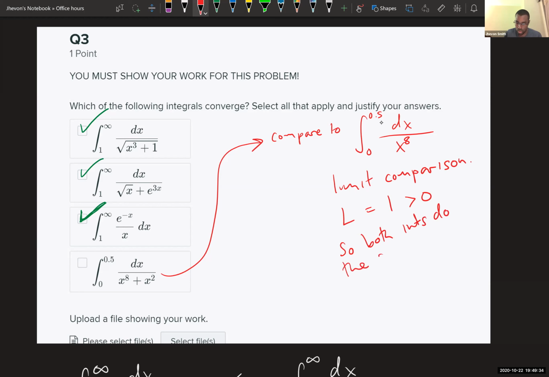I have a question. Yeah. How can you do the limit comparison if it's not continuous, because it would include dividing by 0?